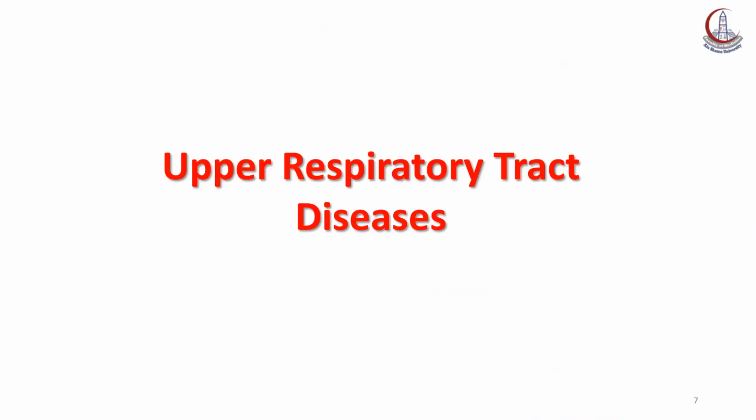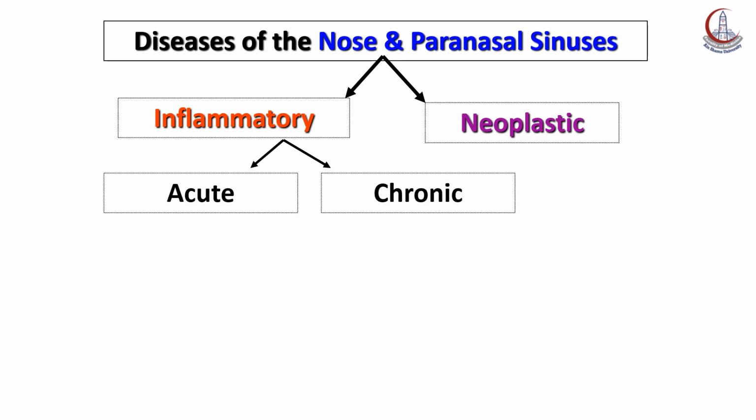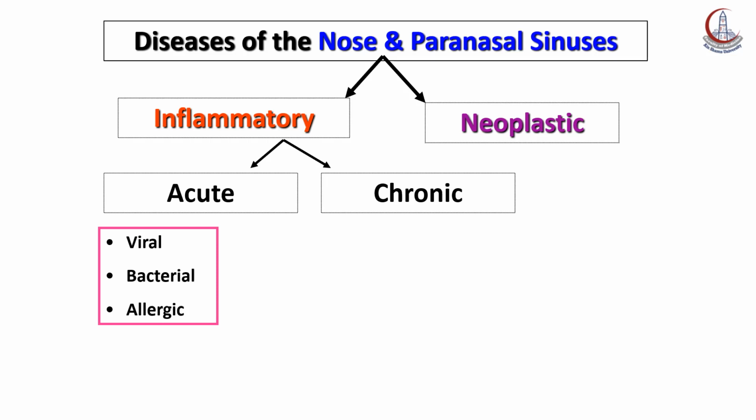We will start the diseases of the upper respiratory tract. The diseases of the nose and paranasal sinuses. We have two different diseases, inflammatory and neoplastic. The inflammatory, we have acute and chronic inflammatory lesions. The causes of acute inflammatory reaction, including viral, bacterial, and allergic.